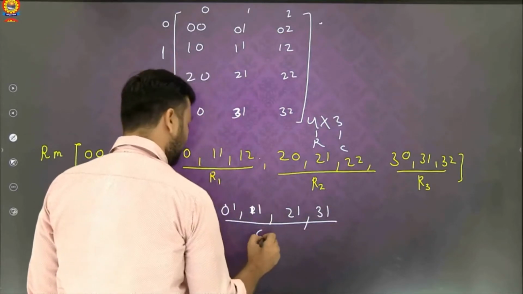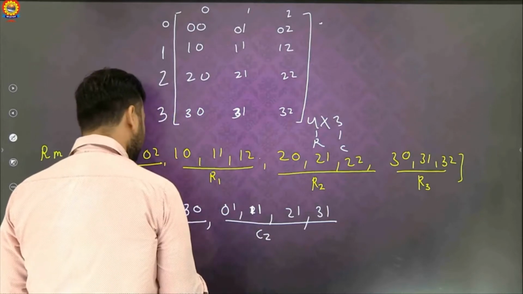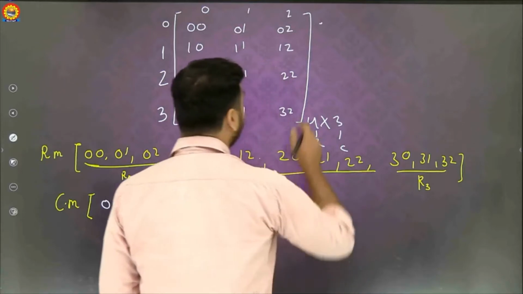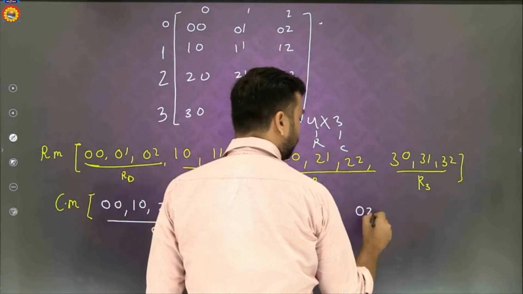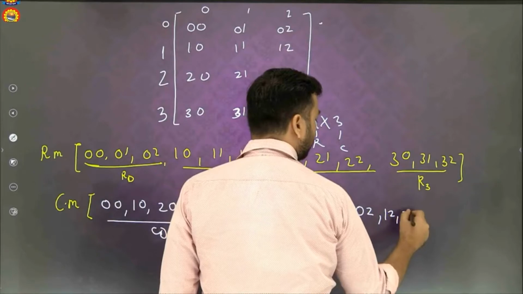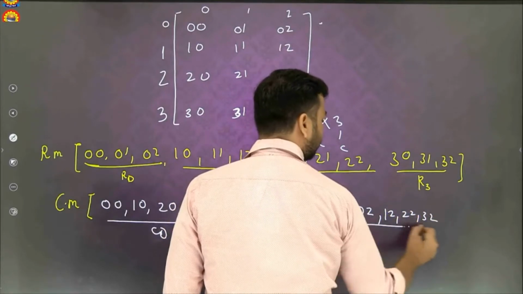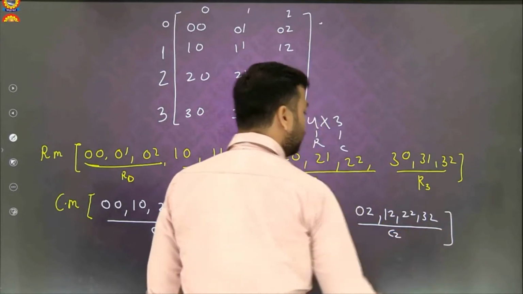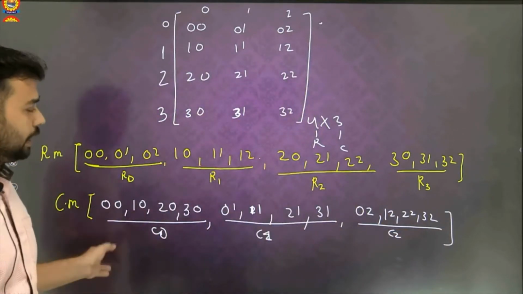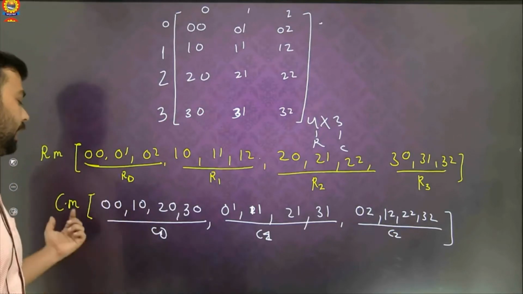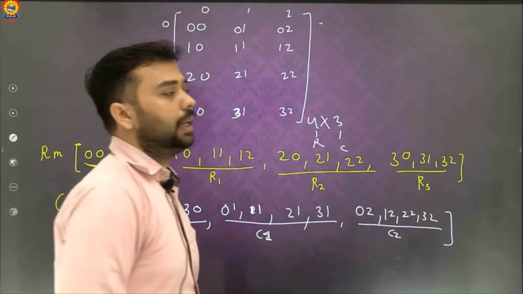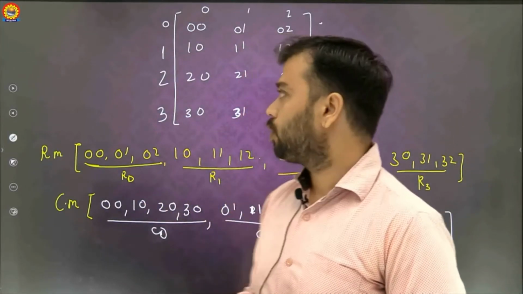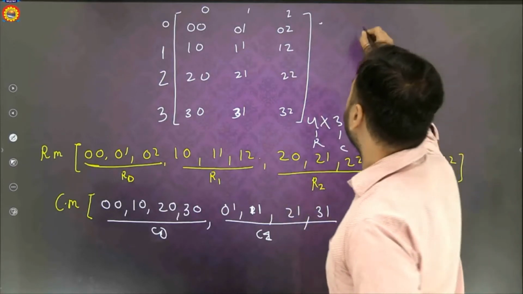This is column number 1, after column number 0. And then we have the values 0,2; 1,2; 2,2; 3,2, which is column number 2. So how many elements do we store? Exactly 12 elements we store in the case of column measure, and exactly 12 elements we store in the case of row measure. Now suppose there is a term used: base address.